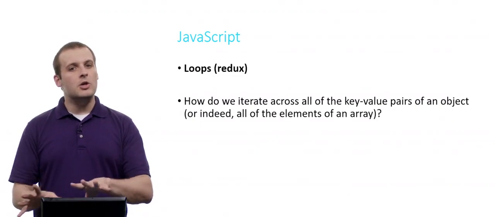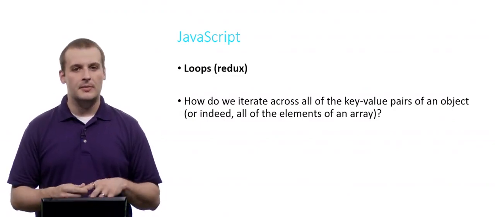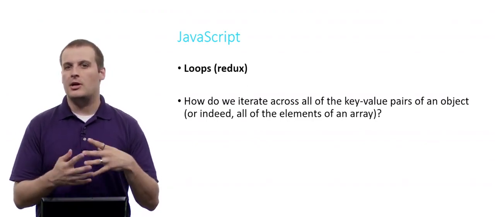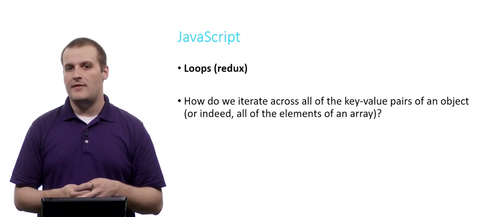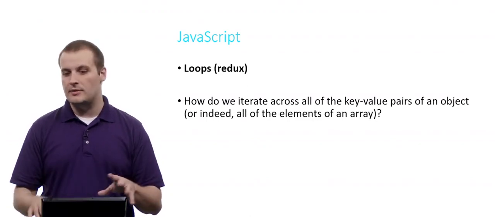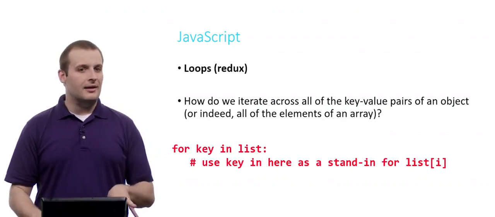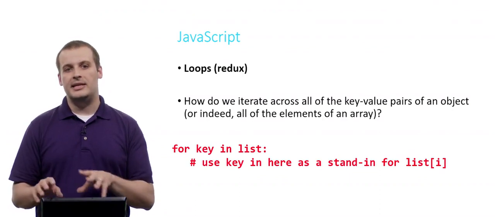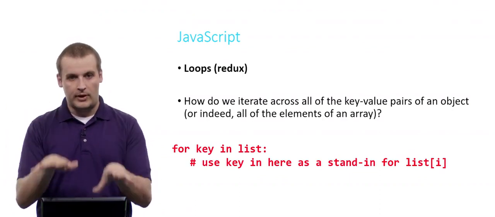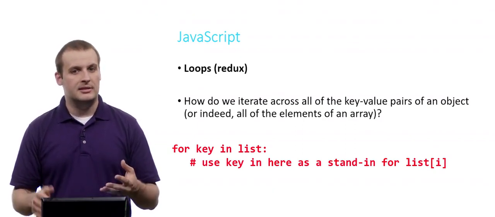All right. Now let's go back to loops, because I mentioned earlier that there are a couple of different new loops that we can use in JavaScript. So now that we have this object, how would we maybe iterate across all of the key value pairs of that object? Or in fact, how would we iterate across all of the elements of an array if we wanted to do that, besides using a for loop, a while loop, or a do while loop? So in Python, we saw something like this. For key in list, and then we would have some code where we would use key from there on down as sort of a stand-in for the ith element of the list.